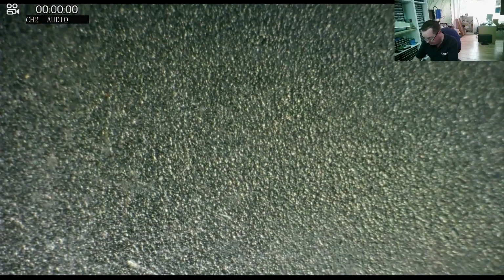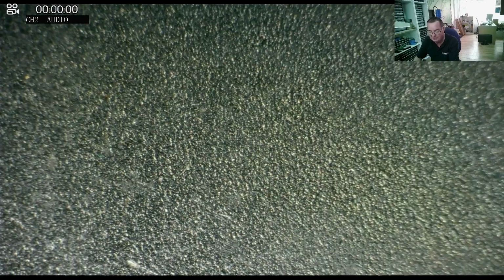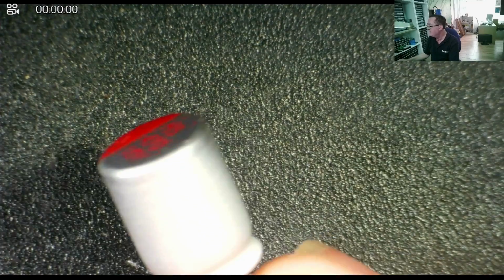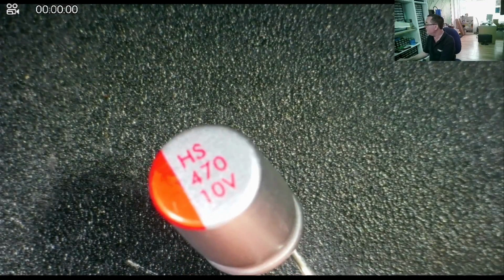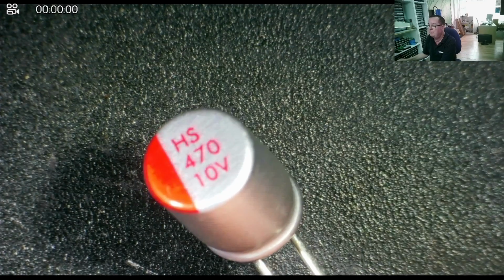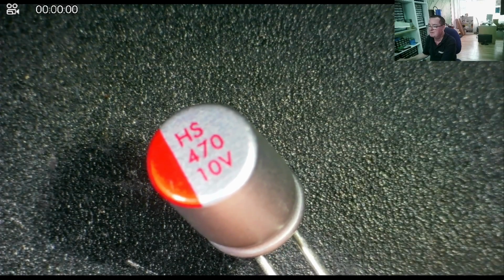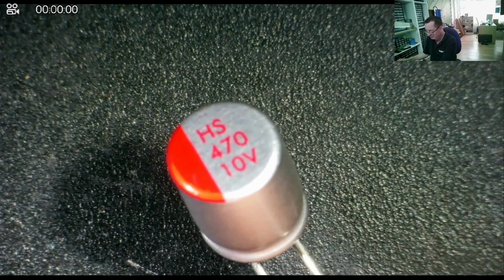Another type of through-hole capacitor that we haven't looked at, and this will be the last one for this part of the video, is going to be these things. So this is a leaded capacitor, HS47010V. 470 is the value, 470 microfarads, 10 volts.